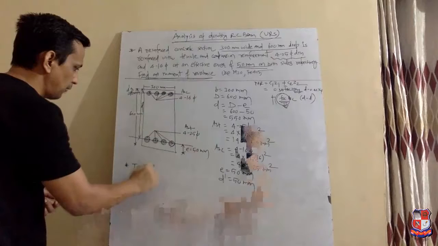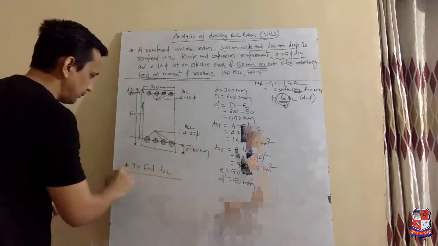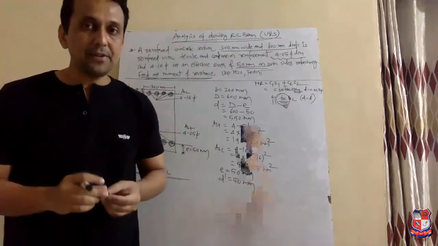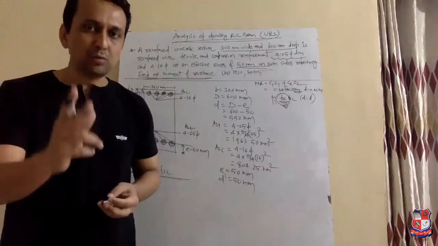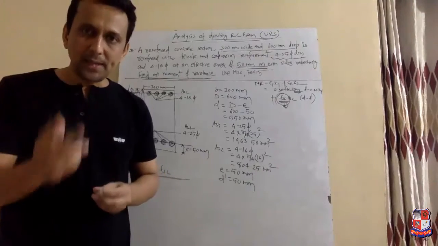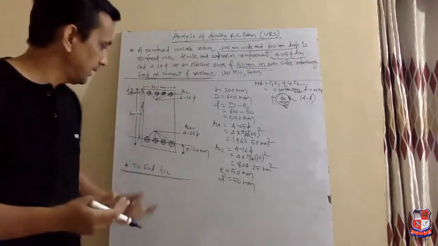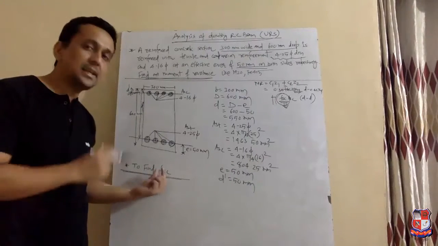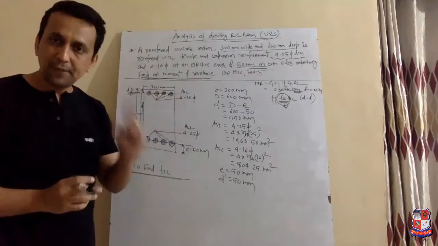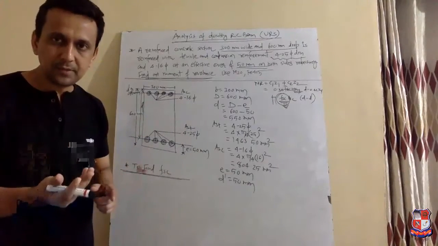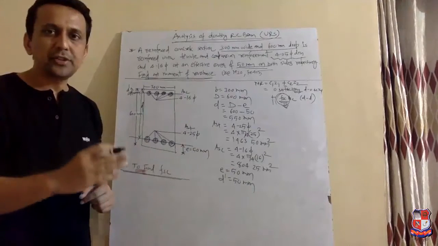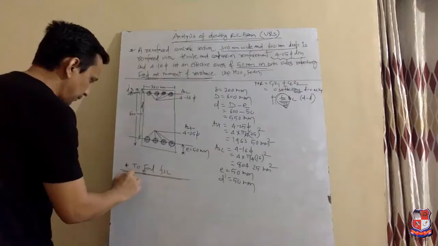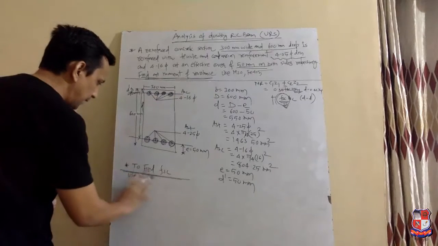To find fsc, there are basically two methods in which we can find the value of fsc. fsc is the stress in steel in the compression zone. The first method is using the handbook and the second method is using IS 456. First, let's find using the handbook.